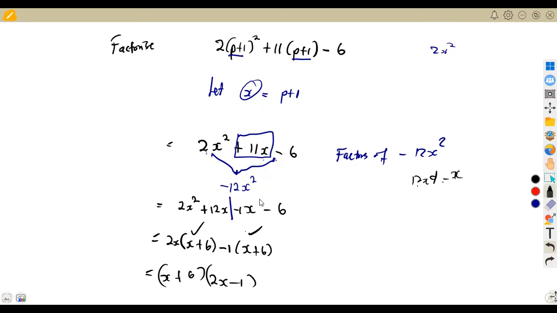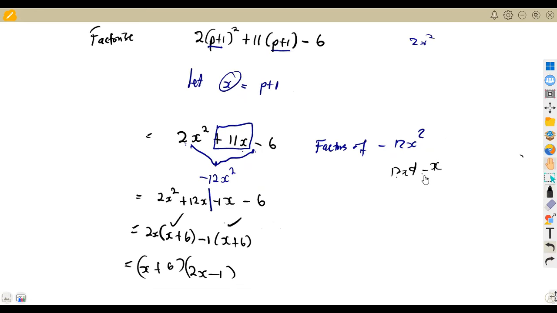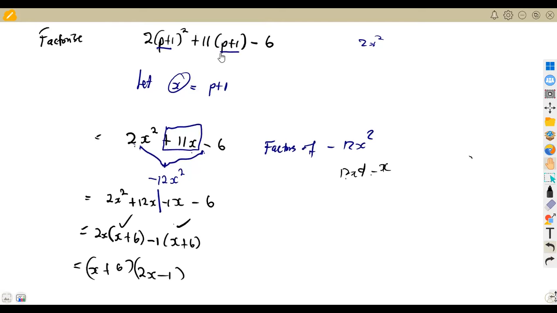We have to be very careful with our answer, because it's very easy for someone to underline this as the final answer, but that would be wrong. In order to be done with factorization, we must obtain the expression that it was. Our final answer cannot consist of x. X is something that we introduced into our equation, it's not part of our answer. We have to get back to our p: in place of p plus 1, we introduced x.